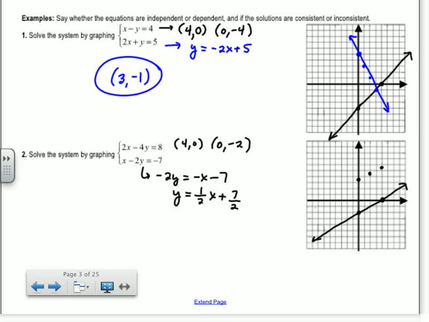Now mine look like they're parallel, but you probably want to check to see if they actually are parallel. If you look at this first line that we drew, its rise is 2, its run is 4, so that means its slope is 1/2. Well, the slope on this other one was 1/2 as well. So parallel lines are never going to intersect. They're going to go off forever with that same distance between them. Yeah, so this one is no solution. So we write no solution on this.